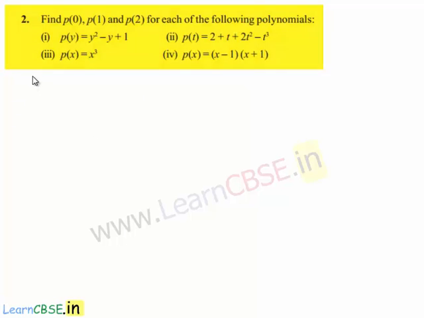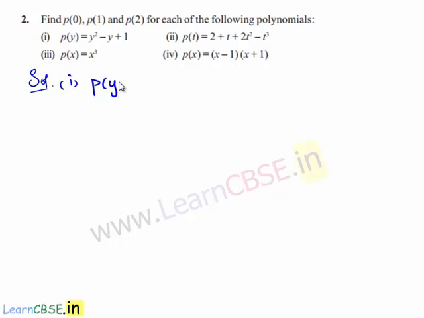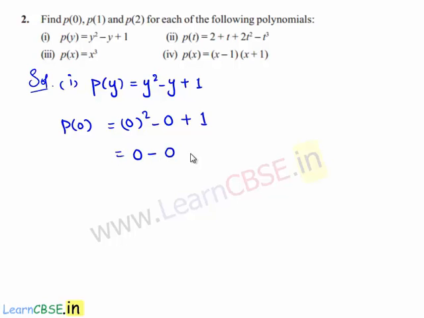So the first bit is, given polynomial is p of y is equal to y square minus y plus 1. So we need to find p of 0, p of 1 and p of 2. P of 0 can be obtained by substituting 0 in place of y, which gives 0 square minus 0 plus 1, which is 0 minus 0 plus 1. This gives 1. Therefore, p of 0 is equal to 1.